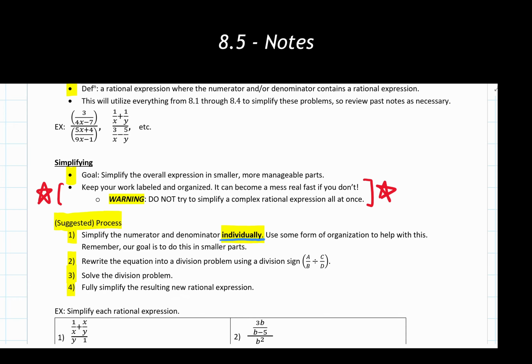So this is our overall process. I recommend pausing the video here and writing this down for yourself as necessary, because otherwise we're going to jump over and take a look at some examples.